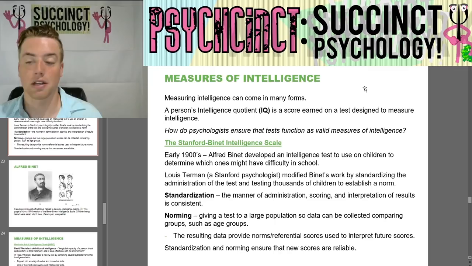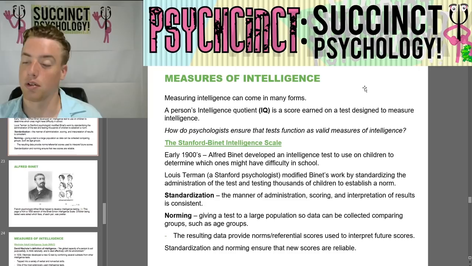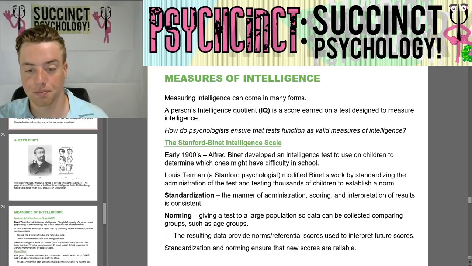Now, standardization is the manner of administration, scoring, and interpretation of results is consistent. Norming is giving a test to a large population so data can be collected comparing groups, such as age groups. Now, the resulting data provides norms, referential scores used to interpret future scores. Standardization and norming ensure that new scores are reliable.